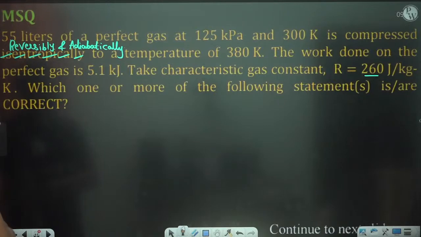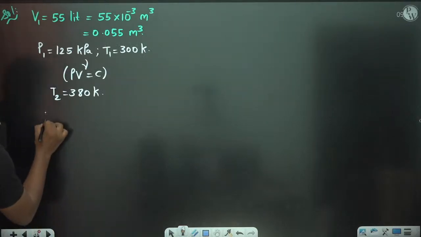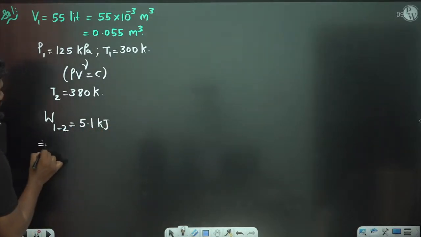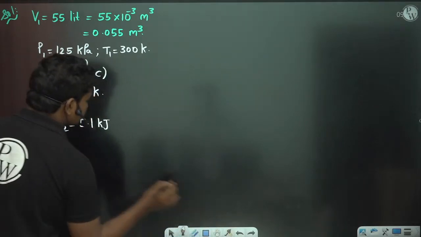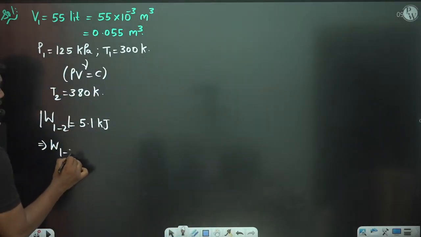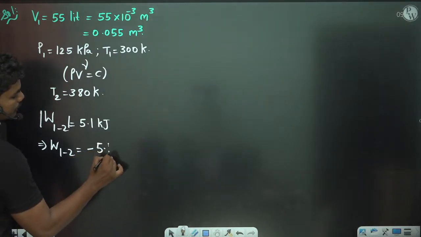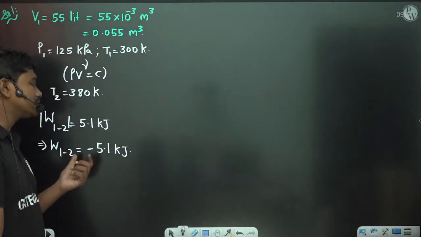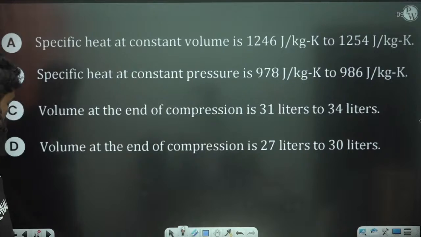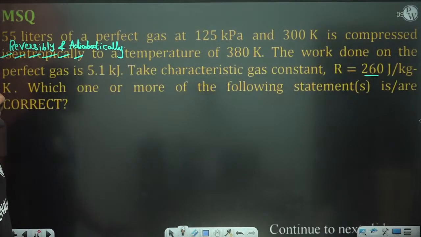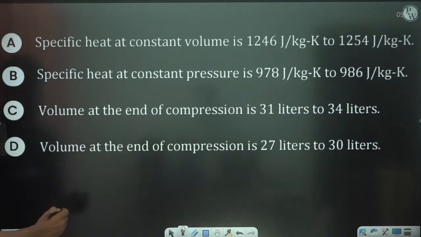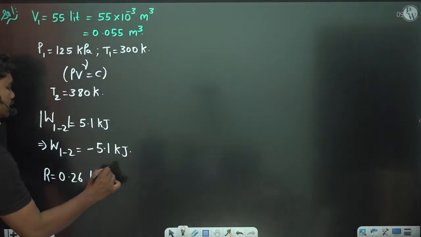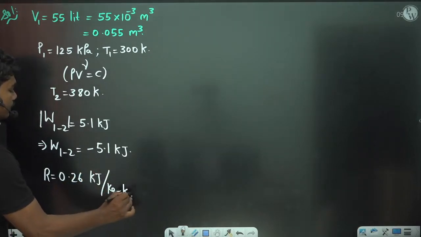The work done on perfect gas is 5.1 kilojoules. So the work interaction in the perfect gas is 5.1 kilojoules. Obviously this is negative because we are actually doing compression. So this magnitude is 5.1 kilojoules. So W12 is minus 5.1 kilojoules because it is compression, so you are actually doing work on the system. Following the classical sign convention, minus 5.1 kilojoules is what you have. Take characteristic gas constant R equal to 260 joule per kg Kelvin. So characteristic gas constant is equal to 0.26 kilojoule per kg Kelvin. 260 joules or 0.26 kilojoule per kg Kelvin, both are same.